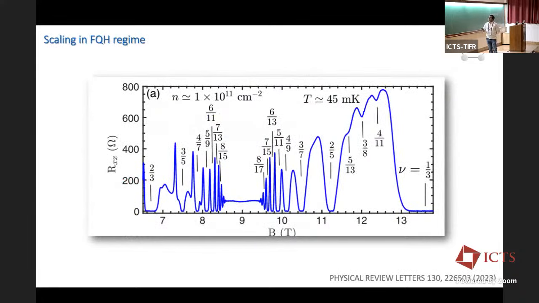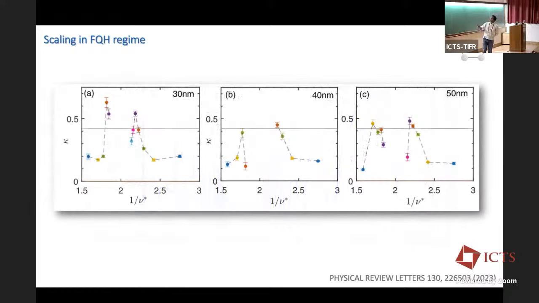Well, this was the first result, not from us. This is the paper from Mansour Shayegan's group in Princeton. This is their fractional quantum Hall. They measured the value of kappa for 3 different samples, and the values of kappa are all over the place. So this is what is expected, and they get it everywhere. It's not close to 0.42.